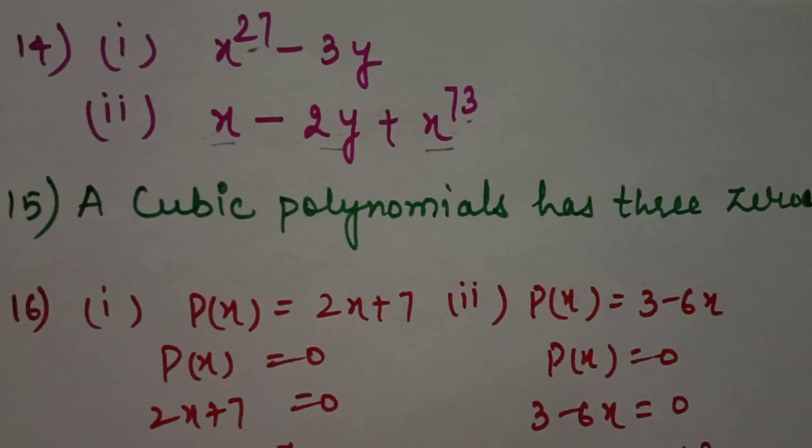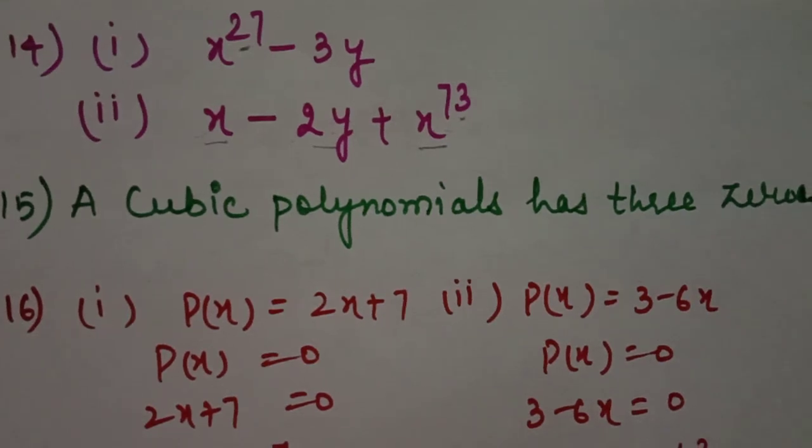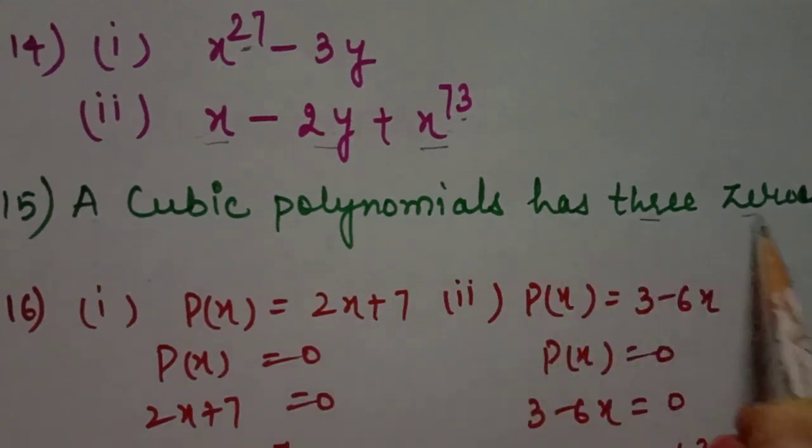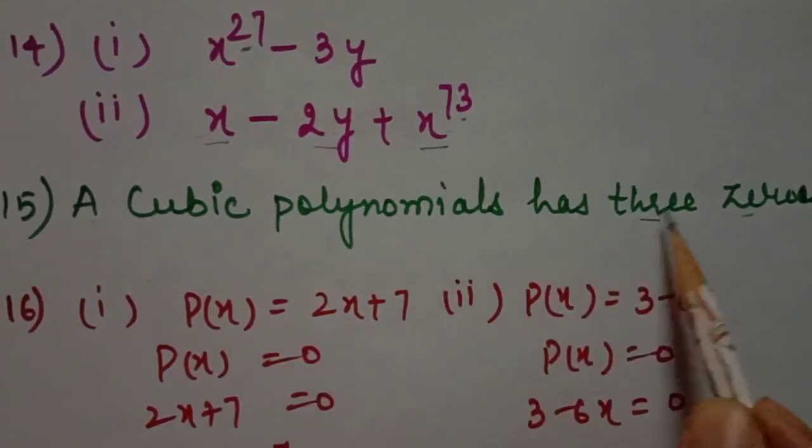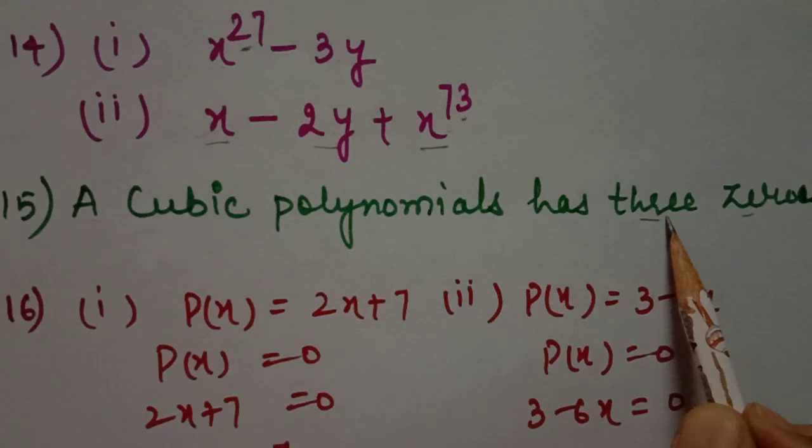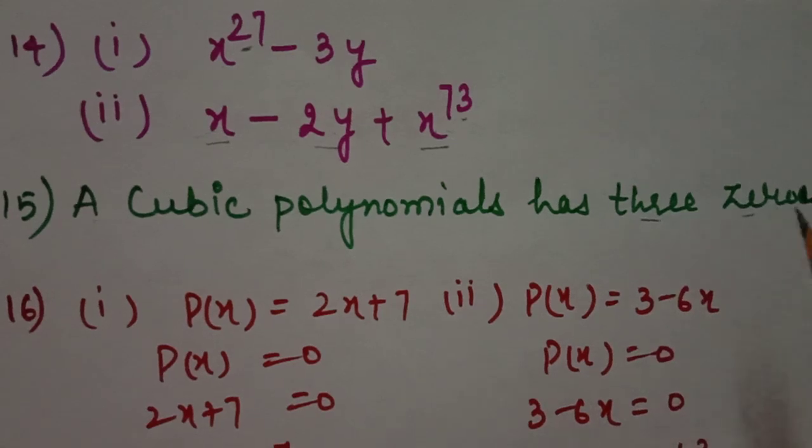The 15th question was, how many zeros does a cubic polynomial have? A cubic polynomial has 3 zeros. We know it very well. When the degree of the polynomial is 3, then 3 zeros are possible, and the cubic polynomial has 3 zeros because of degree 3.